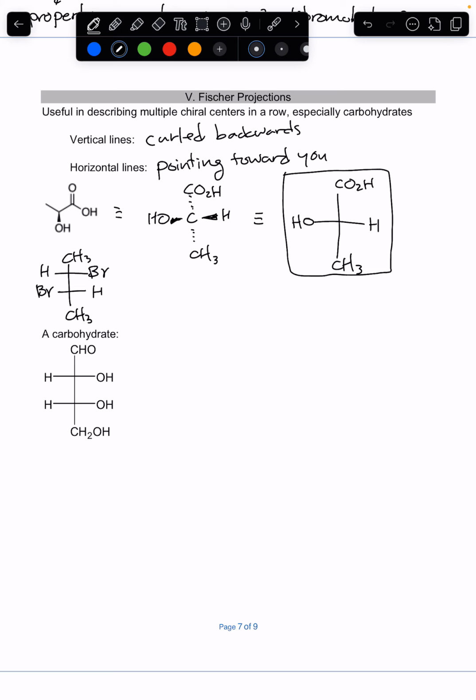this Fischer projection, could you redraw this in the regular zigzag wedge and dash notation? Well, this is the same as, right, the vertical lines are going away from you, and the horizontal lines are pointing towards you. So that's the actual structure of this molecule. And one way to do this, again, the easiest way to do this is just to use a molecular model kit and build this.